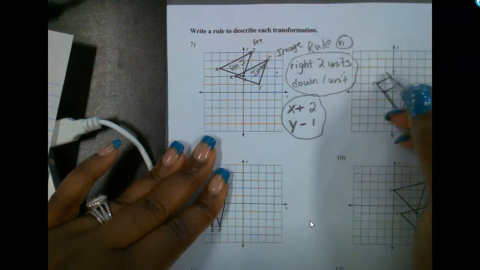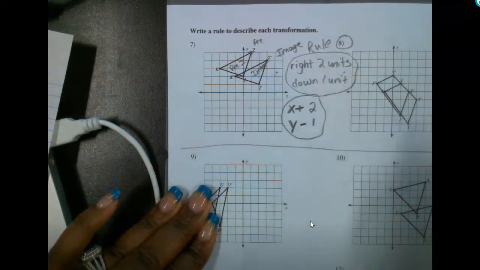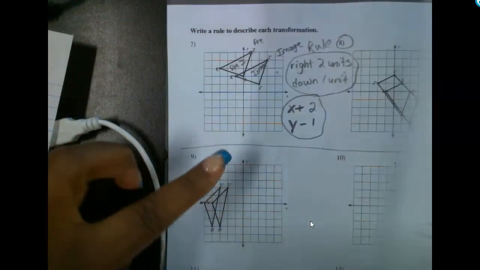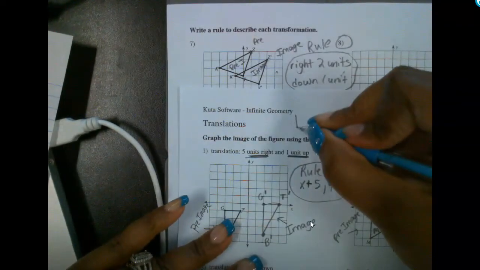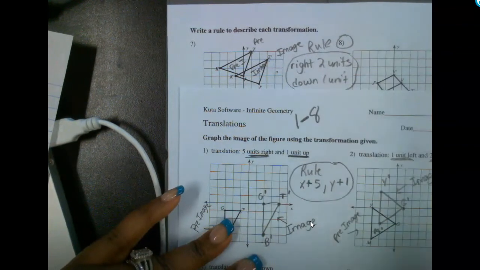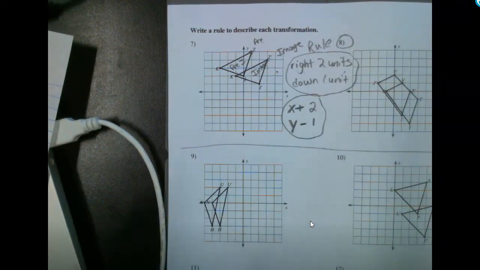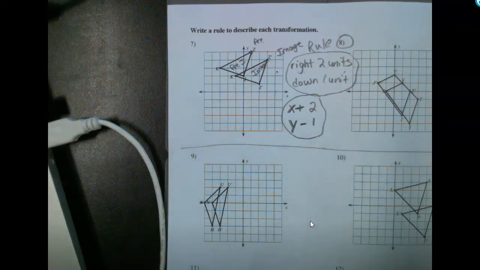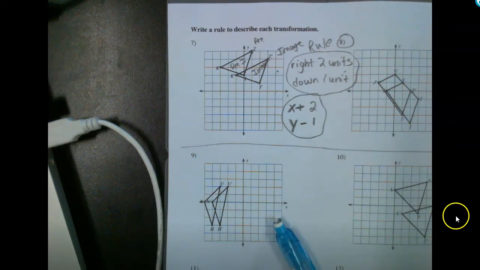See if you can do number 8 on your own. Take a picture of your work so that you can submit the guided practice problems 1 all the way to 8. Make sure you have 1 through 8 completed.